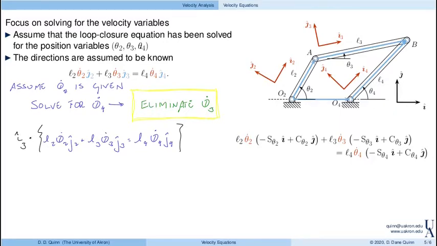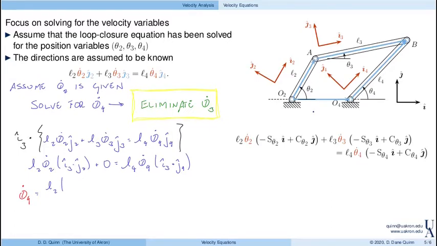And of course, we've already solved for these position variables, so all these directions are known, and I can do this. It gives me L2 theta 2 dot times I3 dot J2. Here, this term, I3 dot J3, is equal to 0. And then on the right-hand side, I get L4 theta 4 dot I3 dot J4. So, look, we can work this out. We can solve for theta 4 dot. And theta 4 dot here is equal to L2 times I3 dot J2.